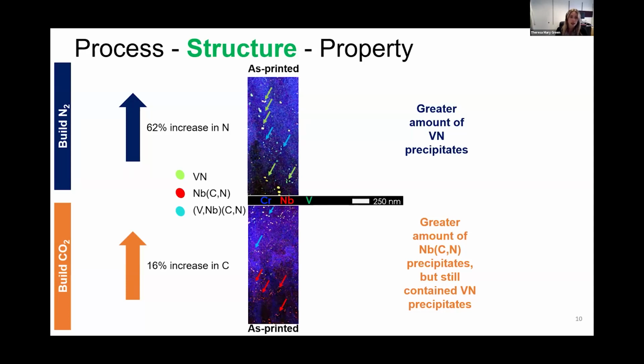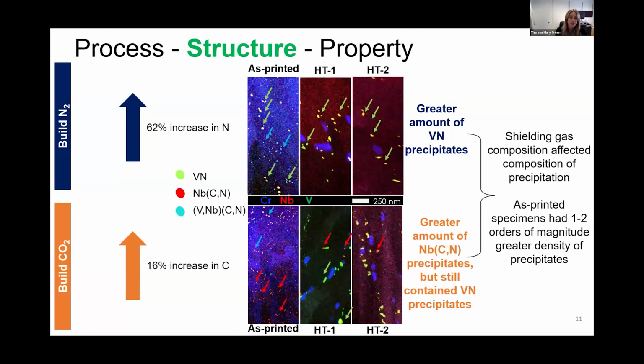And importantly, the different precipitates showed up in different amounts based on the gaseous atmosphere that was used during sample fabrication. So for instance, build N2 contained more precipitates enriched in vanadium and nitrogen than build CO2 did. And build CO2 contained more niobium carbonitrides than build N2 did. And this difference in precipitate composition remained true after heat treatment as well. Thus, the shielding gas affected the composition of the resulting precipitation in all specimens.